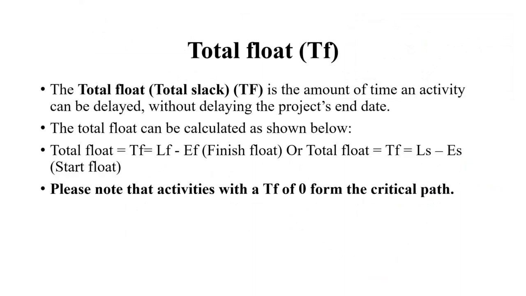Now we're at the final calculation, the total float, otherwise known as the slack. Now this is the amount of time an activity can be delayed without delaying the end date of the project, and that is important. Remember, the key to the project activity network diagram is to ensure that the end date of the project is not delayed. So to calculate total float, we simply subtract the earliest finish from the latest finish, or the earliest start from the latest start. And please note, for activities that have a total float of 0, these form part of the critical path. And remember also, the critical path is the duration of the project. It's the path that takes the longest time to complete.